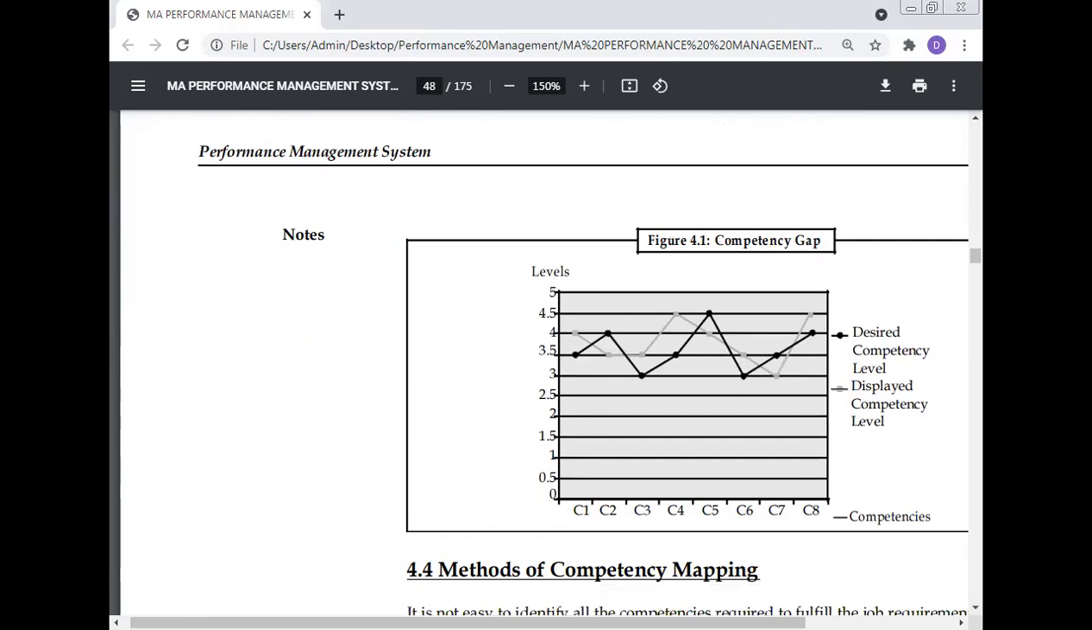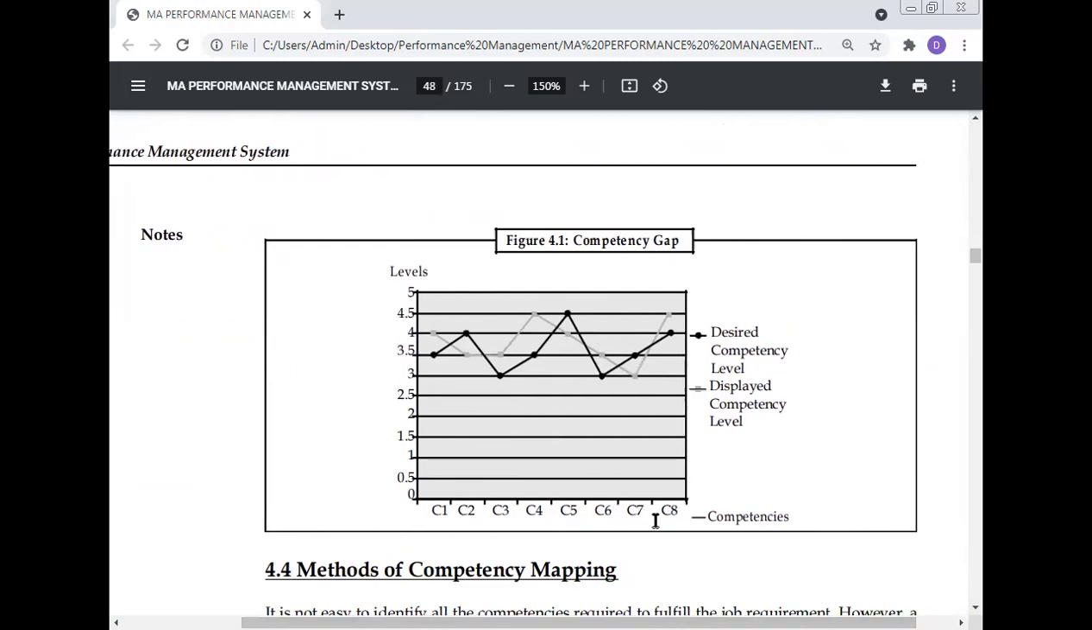These are the competencies, the desired competency level, and the displayed competency level. These are the competency gaps discussed here.